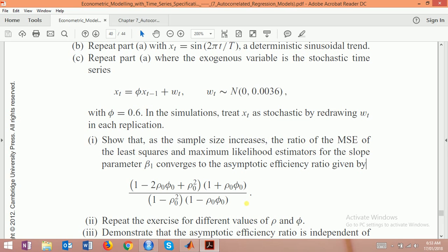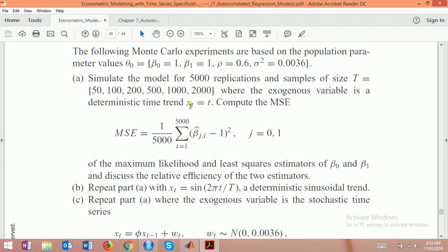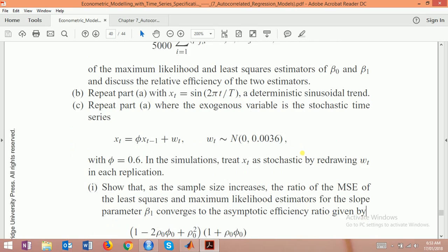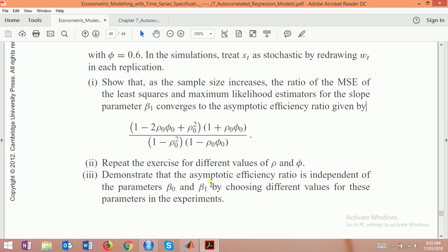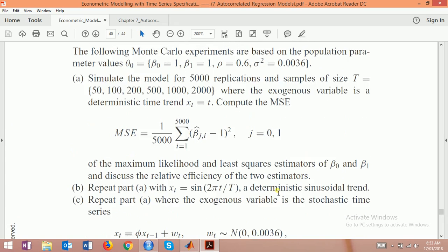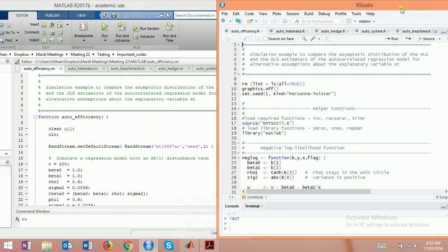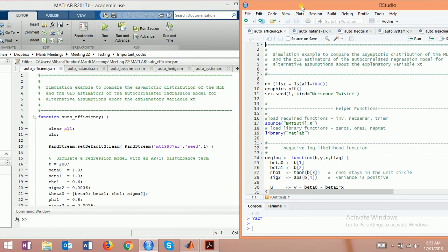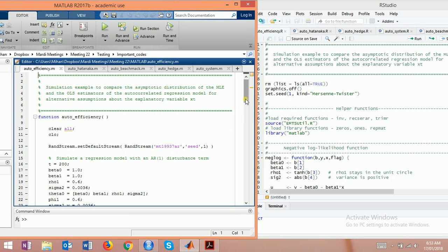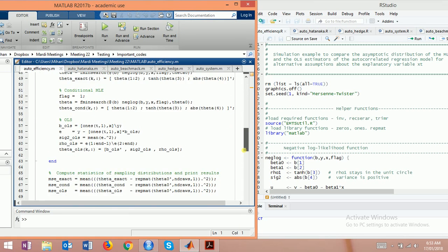Obviously that means the efficiency ratio is converging, which I'm trying to show as replications increase. Repeat the exercise for different values of rho and phi. Demonstrate that the asymptotic efficiency ratio is independent of the parameters beta naught and beta 1 by choosing different values. Quite a lot of things to do, but I don't think a lot will be needed in the code.